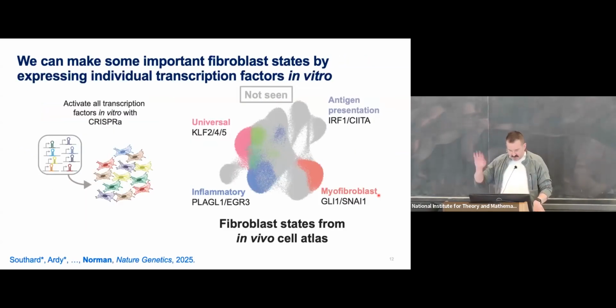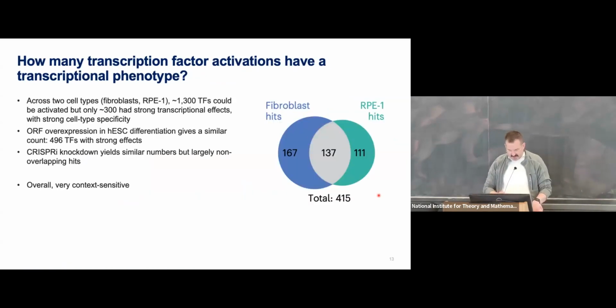So we can activate transcription factors and cause state changes. It's all very neat. But again, I now want to linger on the technical details. We did this actually in 2 cell types, RPE1s and fibroblasts. We can activate, again, about 1,300 transcription factors. In each cell type, only about 300 of these transcription factors have strong effects on the transcriptome. And it's very cell type specific. And so the overlap's only about 137.